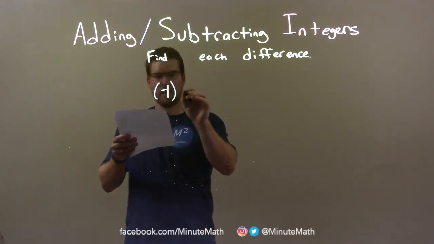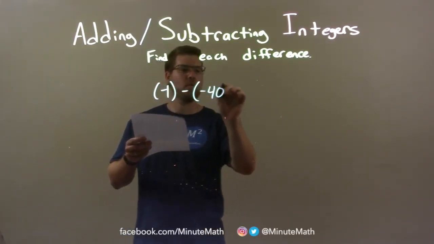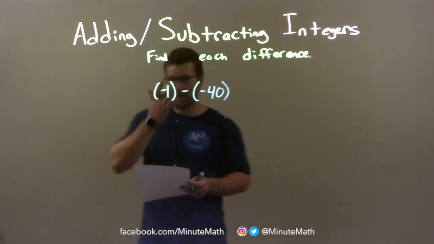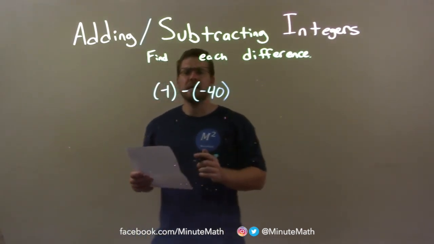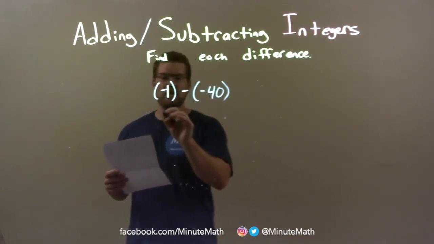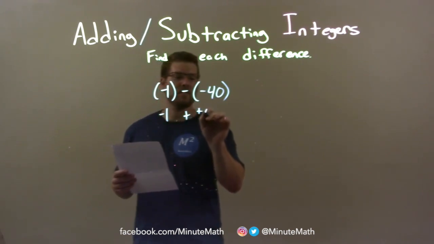Negative 1 minus a negative 40. Okay, so we have negative 1 minus a negative 40. All right. Well, subtracting a negative is the same thing as adding a positive. So this is negative 1 plus a positive 40.